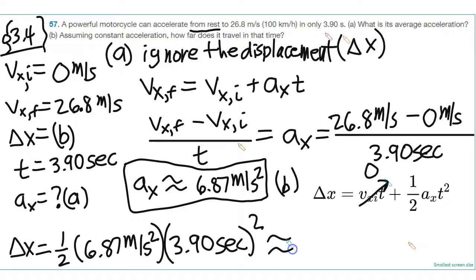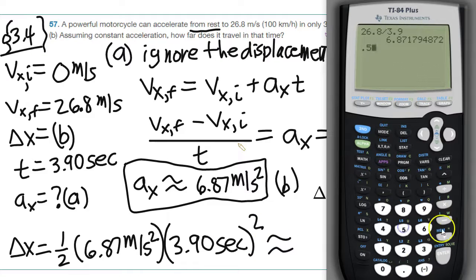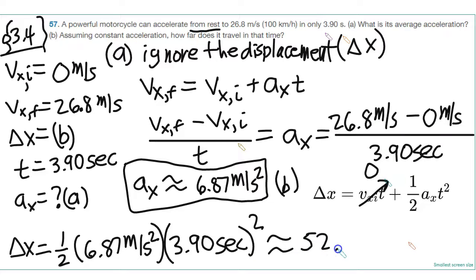So let's get that value. So 0.5, same thing as a half, times 6.87 times 3.90 squared. Calculator doesn't care about the ending 0. We've got about 52.2, or I said meters per second, but I meant meters. 52.2 meters is displacement, right?